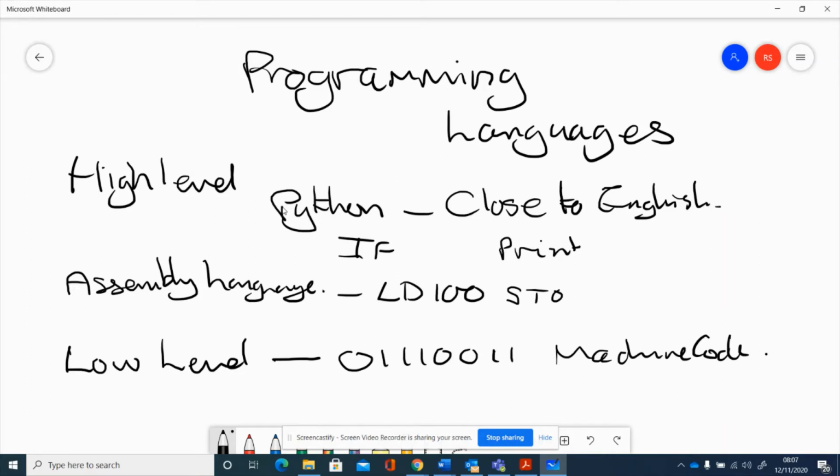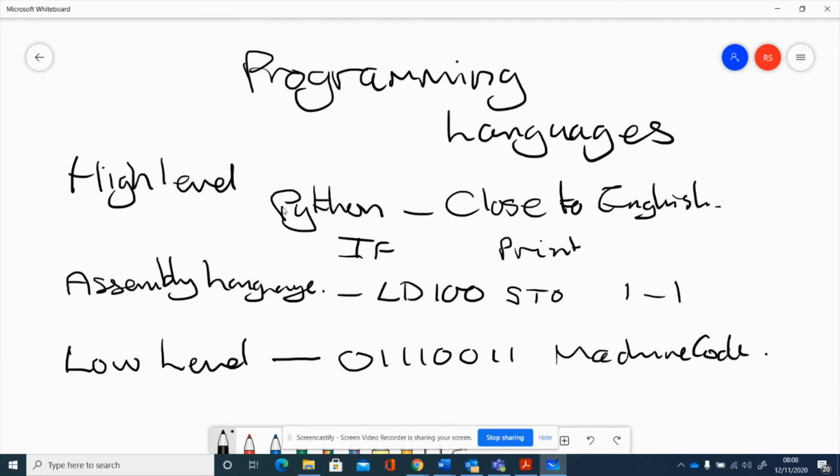The difference between high-level language and assembly language is really that in a high-level language, if we write a statement, that can convert into multiple machine code operations, not just one. So when we write one line of code, it can make lots of different operations. Whereas in assembly language, it is one-to-one. So one assembly language instruction is one machine code instruction.